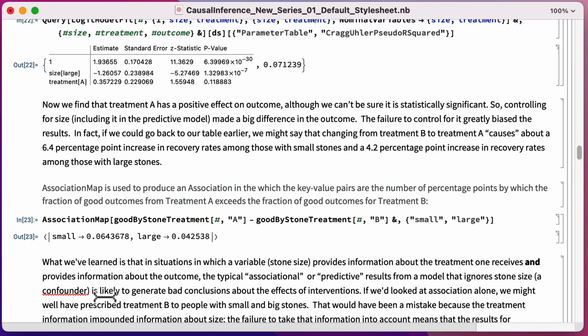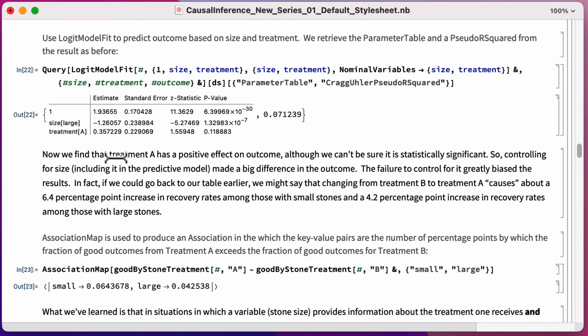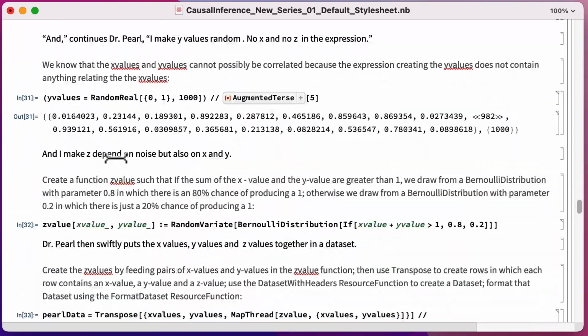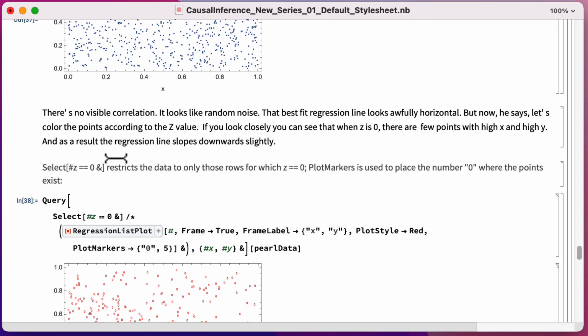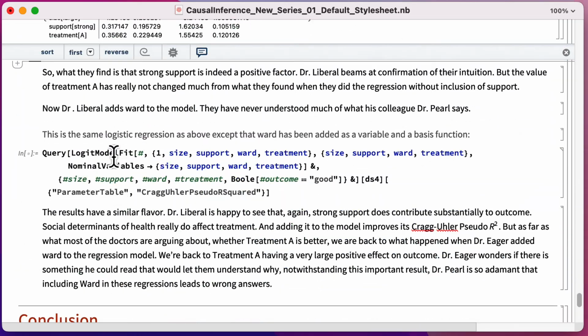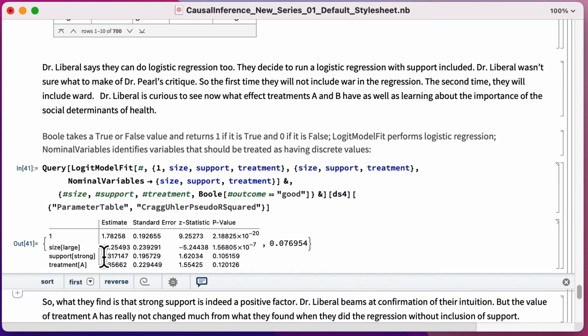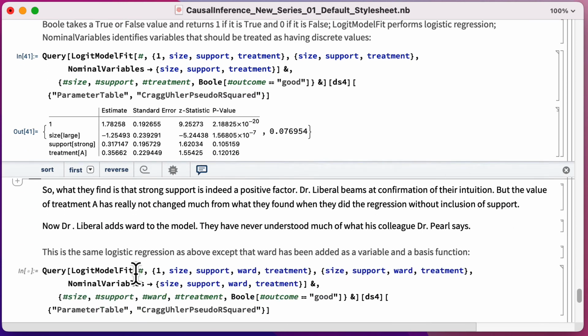Let's go all the way back here. See how it's like 0.3572? And now after we've added in social support, although support is a factor, it doesn't affect the estimate of the effect of treatment A. Treatment A is still better, and it increases log odds by 0.35.